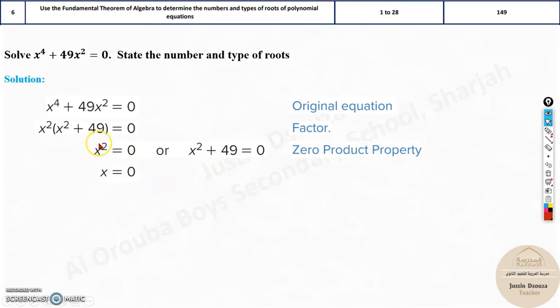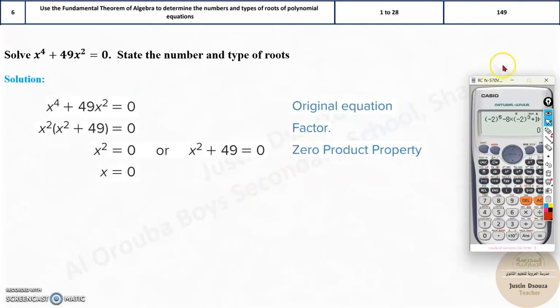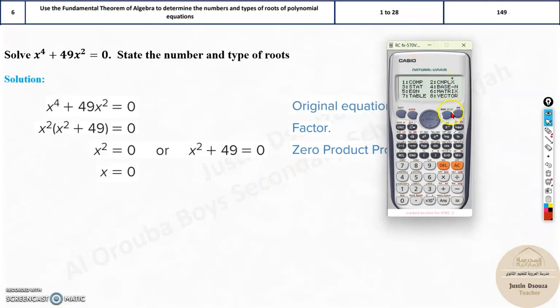We solve this. Over here, you can use the calculator by mod phi 3. Let's do that. You can use mod phi and 3 and solve it up. It's 1. There is no x term, so it's 0. And then the last term is 49. Or you can just take this 49 to the other side. It'll be x squared equals negative 49.